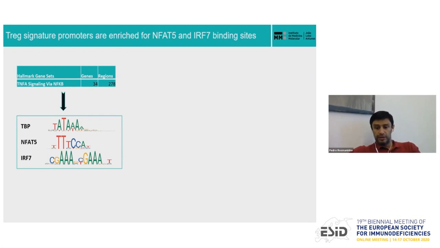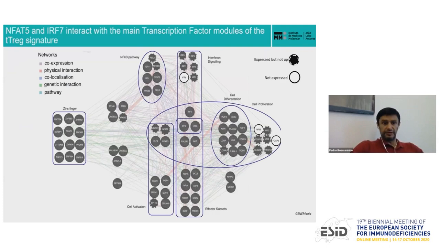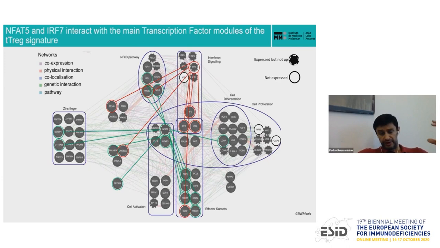So then we checked our list of transcription factors upregulated in the Treg signature for candidates that could bind to these motifs that we found. Although NFAT5 and IRF7 are not overexpressed in Treg compared to TCOM, they do interact with the main transcription factor modules of the thymic Treg signature. Because these transcription factors that are upregulated in Treg form an interactive network of functional modules, NFAT5 and IRF7 interact with several of the transcription factors that are present in these modules.